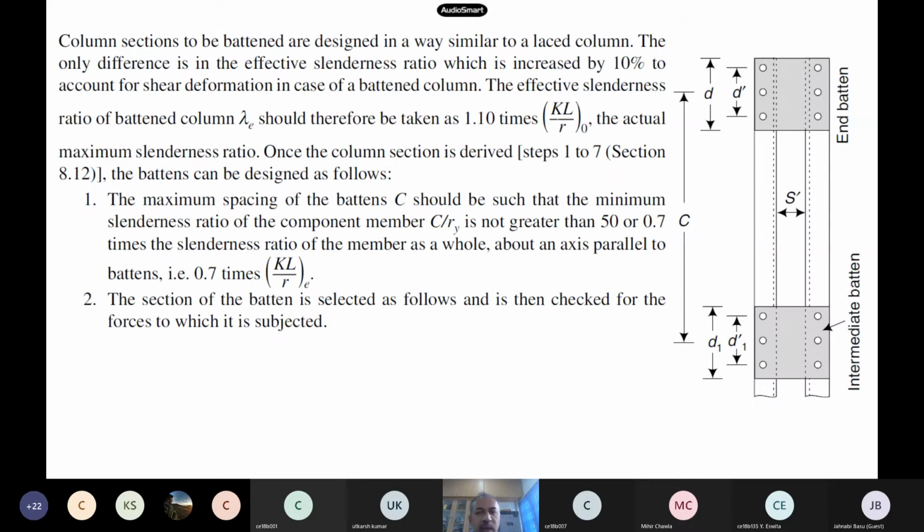Okay, now similarly batten columns. Now batten columns also, you can see what is the effective slenderness ratio of batten columns. It is how much?